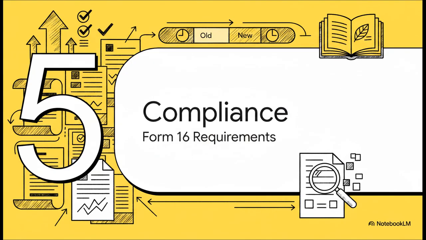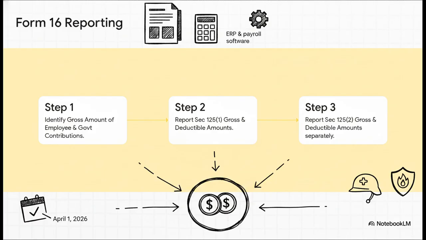Of course, as professionals, getting the math right is only half the job. The other half is compliance. Under the new Income Tax Rules 2026, the format for Form 16 and TDS returns has been updated, and you absolutely cannot just lump these deductions together anymore. Employers and payroll managers must separately identify and report the gross and deductible amounts. You are going to see dedicated rows in the new forms, one specific line for the employee's contribution under Section 125(1) and a completely separate row for the government's contribution under Section 125(2). Updating your ERP and payroll software to capture these distinct fields starting April 1, 2026 is a non-negotiable step.